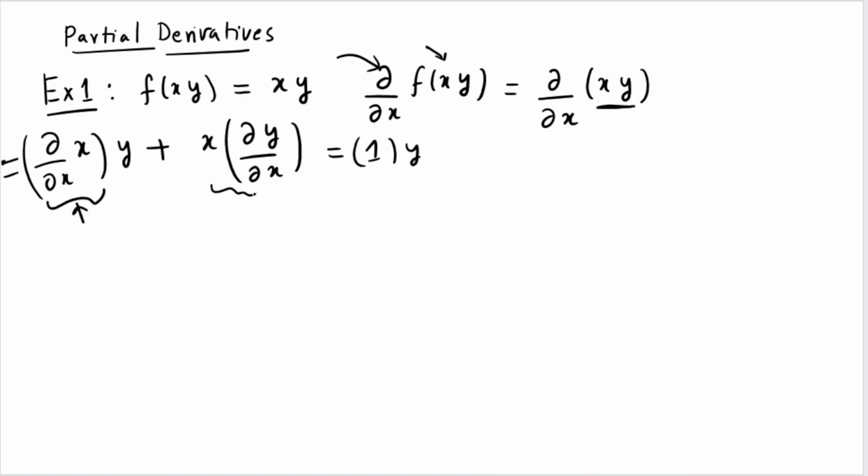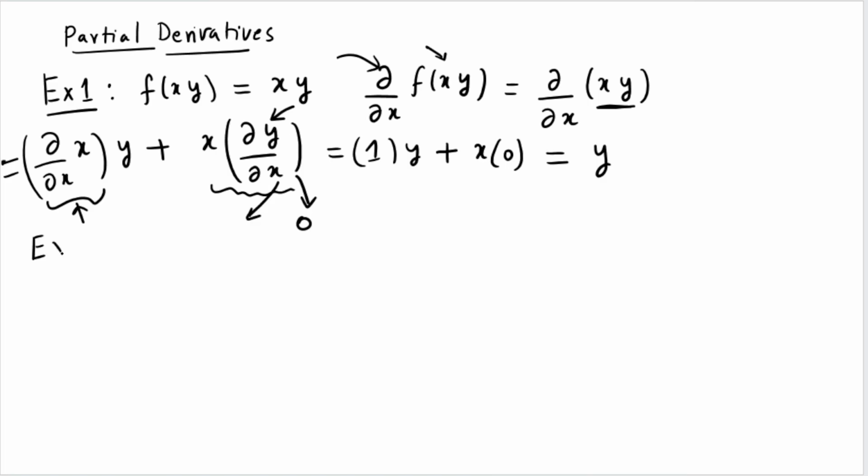Now let's come to this second term. You will notice that the derivative variable is x, but the function is y. So when we are doing that, we treat y as a constant, and the derivative of a constant is equal to 0. So therefore, this derivative will give us 0. So finally, the partial derivative of f of xy with respect to x is equal to y.